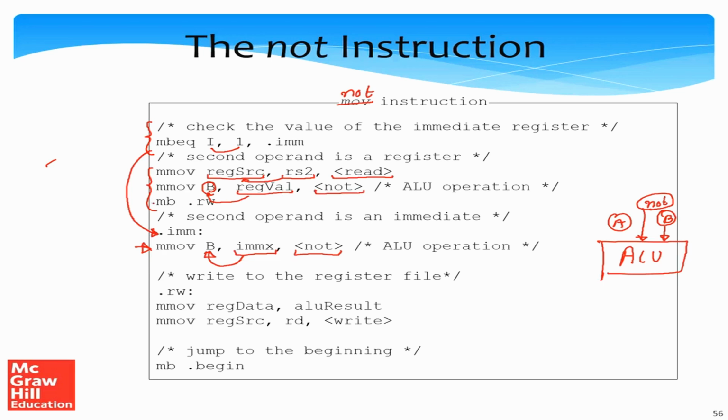Once we are ready with the ALU result, we do an unconditional jump to RW. So irrespective of how we get here, so let me, the slide is getting cluttered up, so a little bit of cleaning is due.